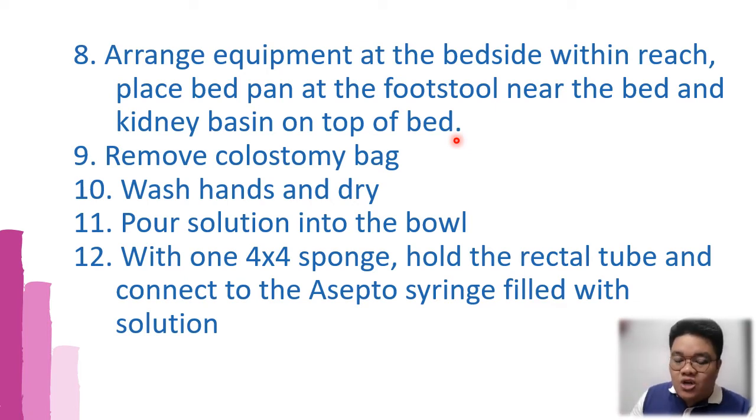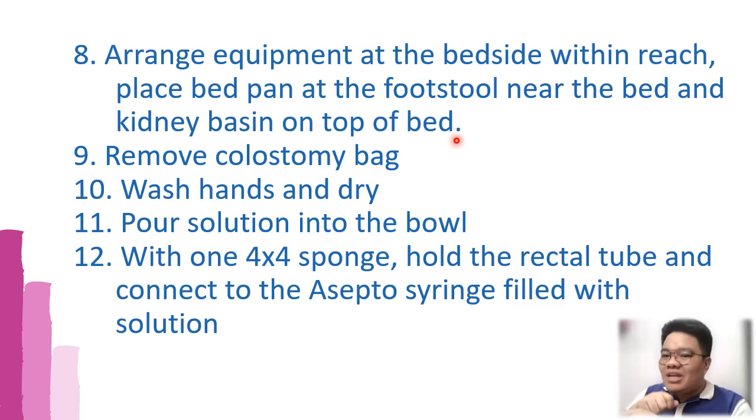For the solution to go inside your asepto syringe, you need first to press the blue bulb of your asepto syringe. You need to press it and then place it in the solution in such a way that it will suck the fluid to the inside of the syringe. It will have negative pressure for the fluid to go inside the syringe. Once the fluid is already inside the syringe, you need to attach the rectal tube.